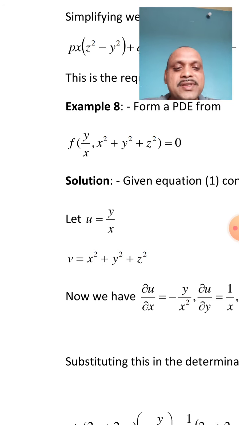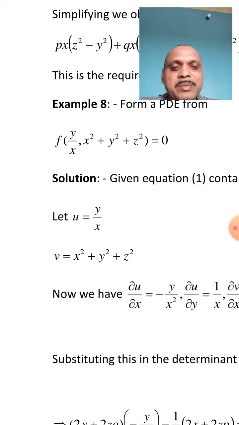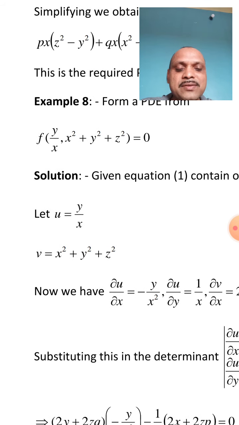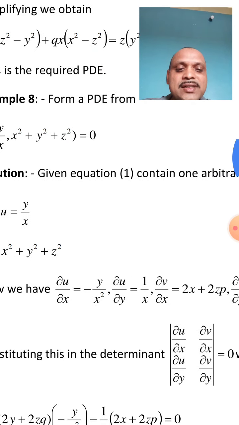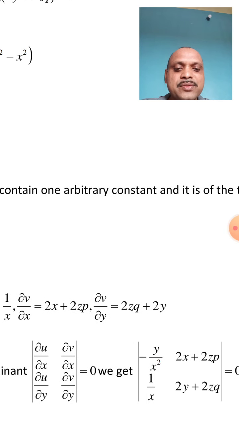So similarly, first calculate the derivatives. Del u by del x is minus y by x square. Y is constant, derivative of 1 by x is minus 1 by x square. Del u by del y: 1 by x is a constant term, derivative of y with respect to y is 1. And just in the previous example we have calculated these derivatives. Del v by del x is 2x plus 2zp and del v by del y equal to 2zq plus 2y.